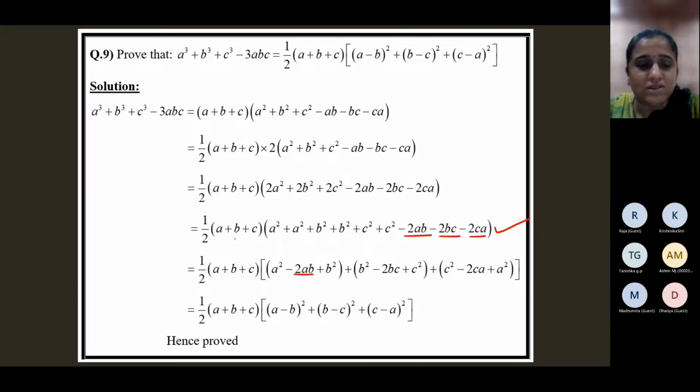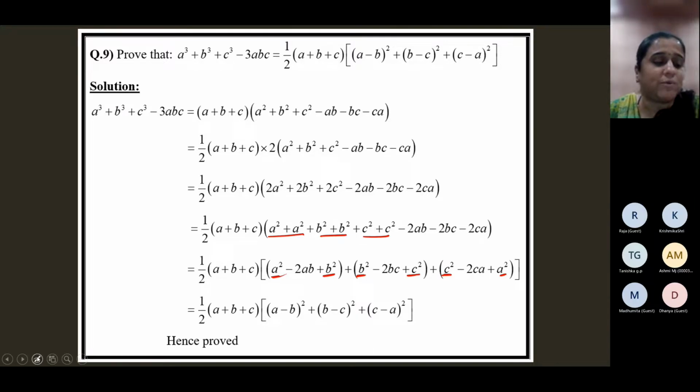The first part comes as it is, children. Now in the second part, we have minus 2ab, minus 2bc, minus 2ca. For minus 2ab, we need an a square and b square. For bc, we need b square and c square. And for ca, we need c square and a square. We have 2 a squares, 2 b squares, and 2 c squares. So we write one a square here and one a square here, one b square here and here, c square here and here. So we make use of them in the appropriate places.